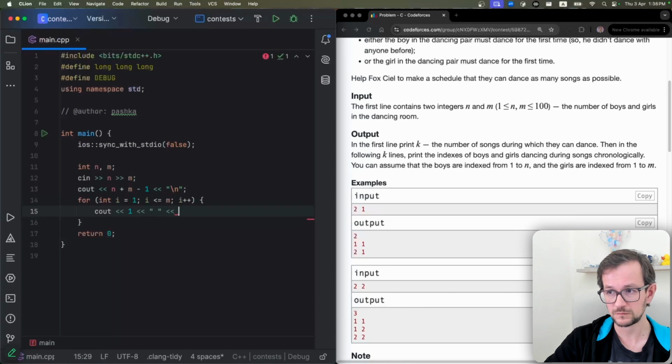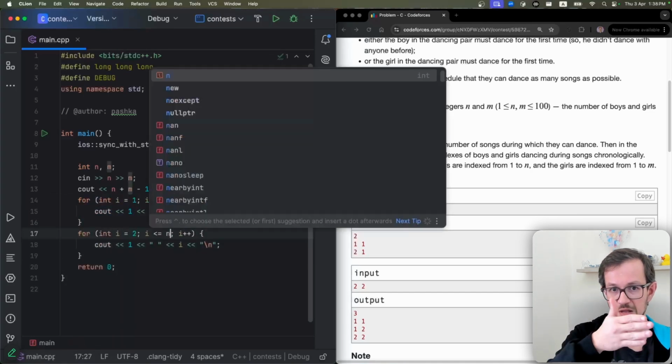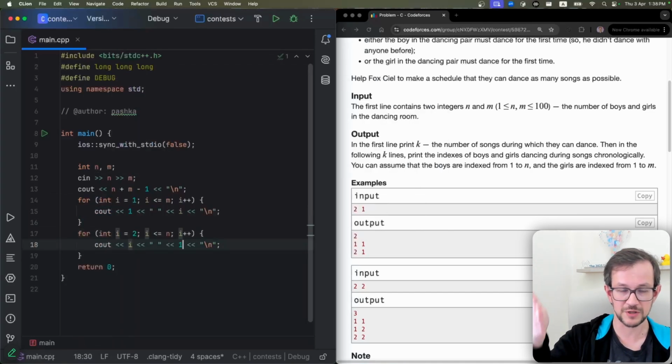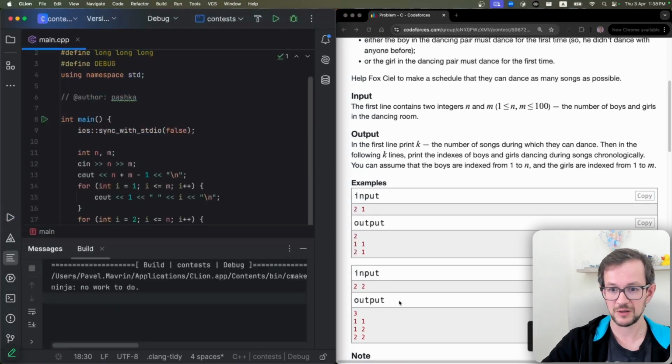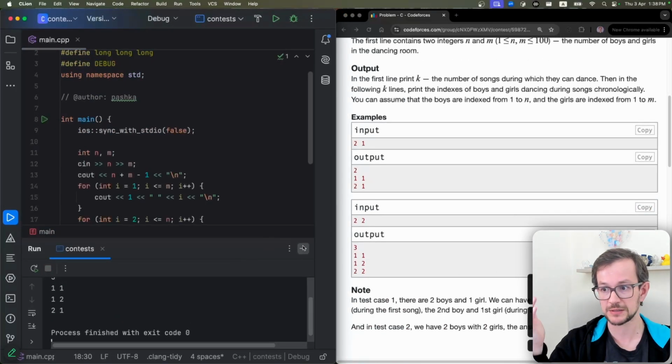Like imagine all boys and girls have some tokens. And when you dance the first time, you spend this token. So in the first dance, we spend 2 tokens. In each other dance, we spend at least 1 token. So we cannot have more than n plus m minus 1 dances. And it's easy to build the construction with n plus m minus 1. I'll just take the first boy dancing with all the girls, then the first girl dancing with all the boys. It will give me exactly n plus m minus 1 dances.